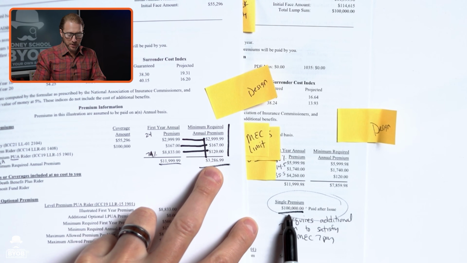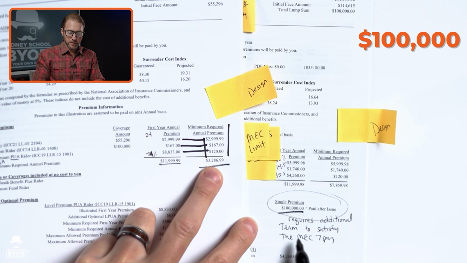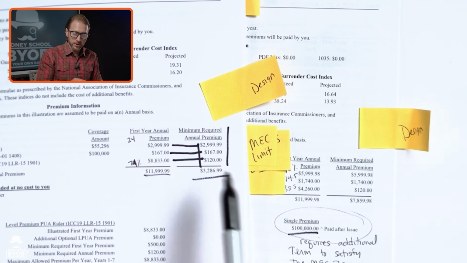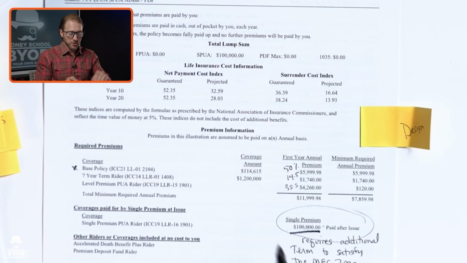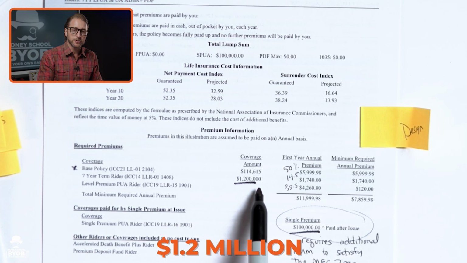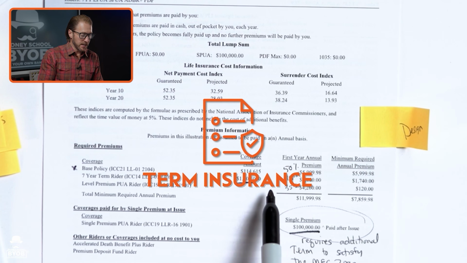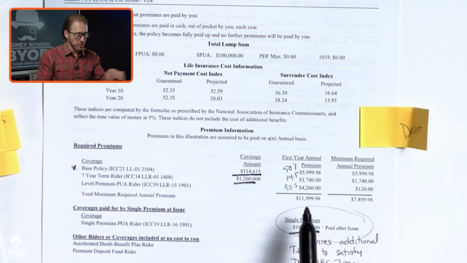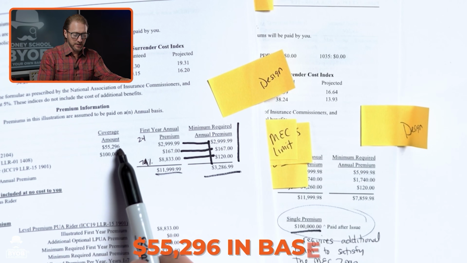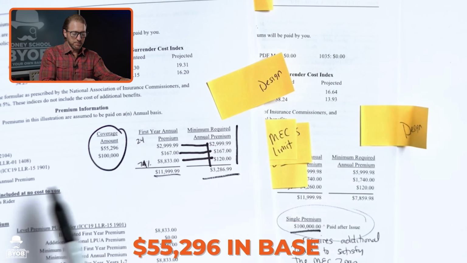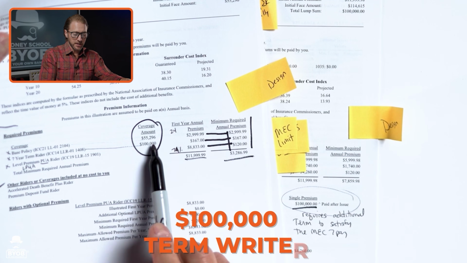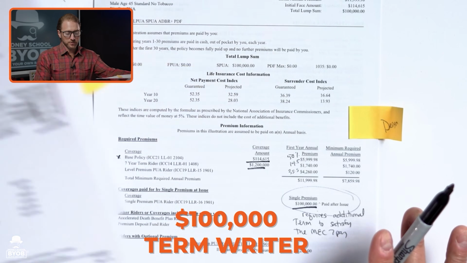Here's your dump-in, 100,000, but because of the dump-in, it required additional term insurance that we didn't need before to satisfy those MEC rules. So you can see here now, to satisfy that 100,000, we need $1.2 million in term insurance. So what we did is we actually needed more base too. The prior policy design with just 12,000 only needed roughly $55,296 in base, as you can see here. And then what we did is we did 100,000 in a term rider, and that's how the original was.